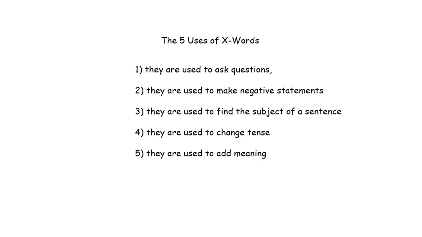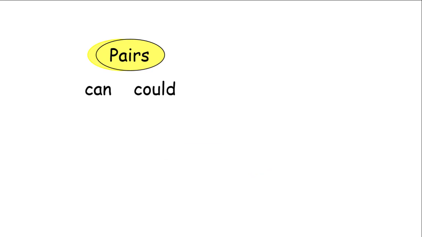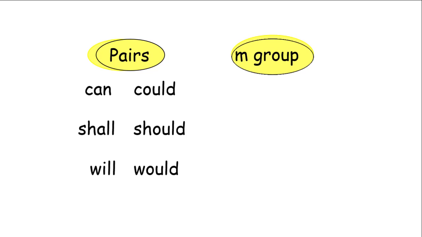Do you remember that one of the uses of X words is to add meaning? There is a special set of X words that can add information to the sentence. You know them as the pairs: can, could, shall, should, will, would, and the M group: must, might, may. Together, these X words are called modals. Just remember, modals modify.